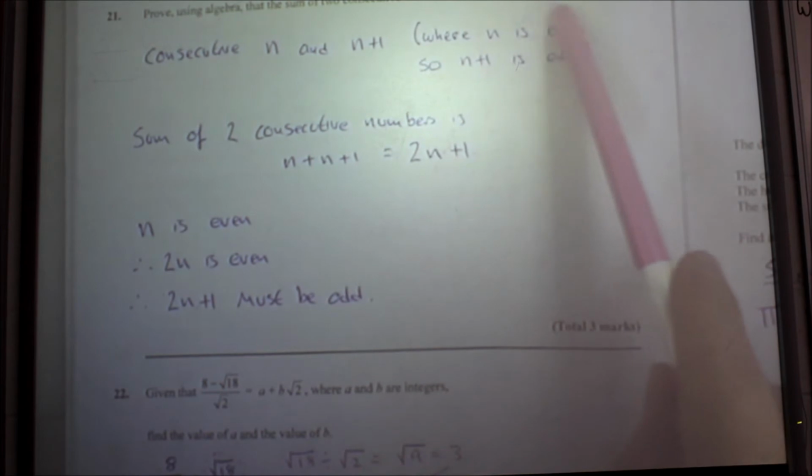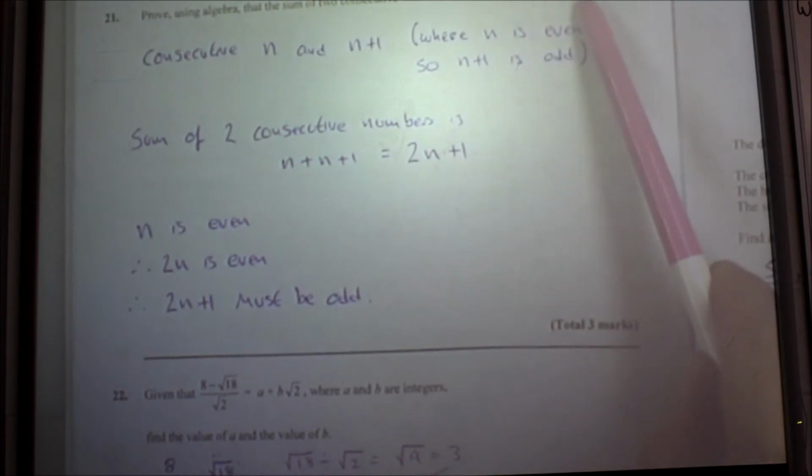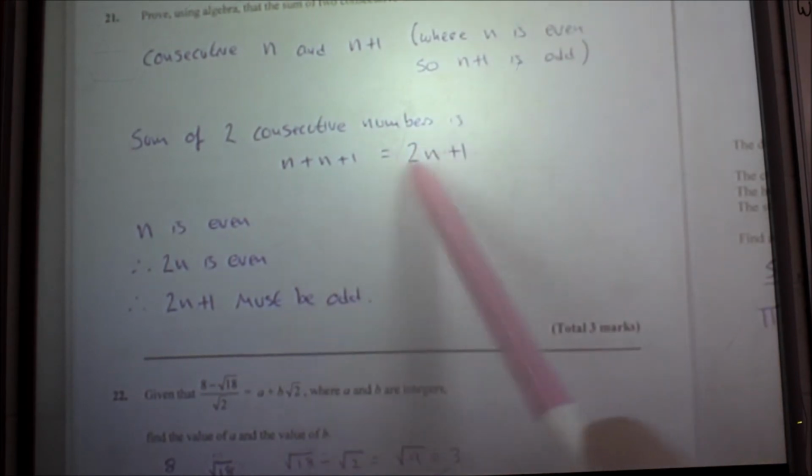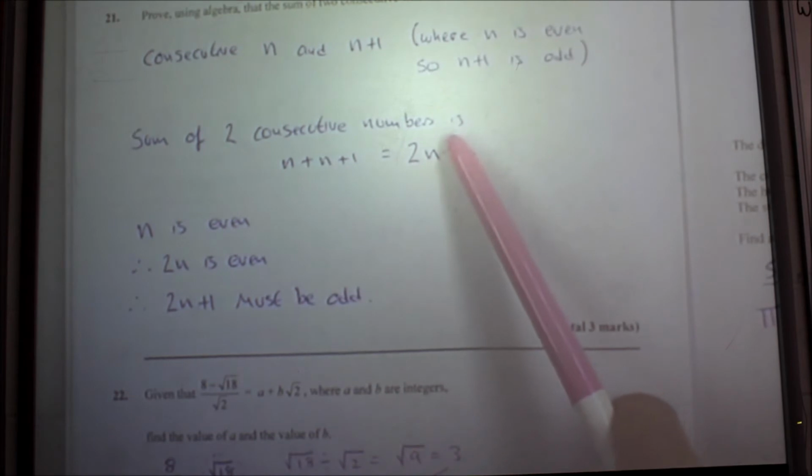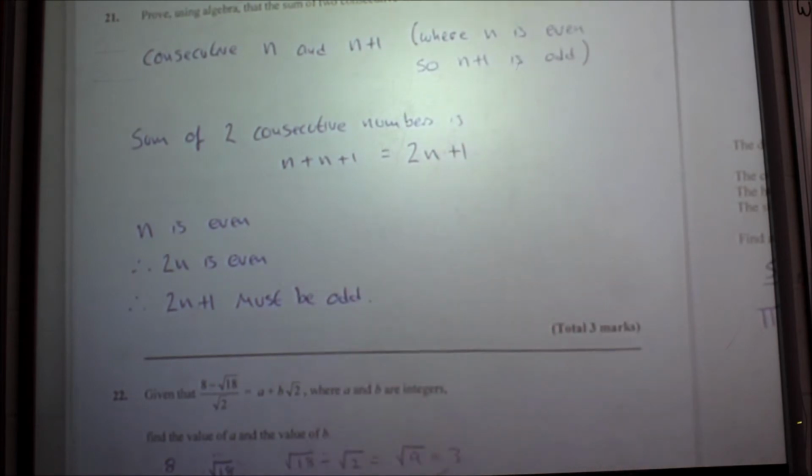I'm going to prove using algebra that the sum of 2 consecutive whole numbers is always an odd number. So 2n plus 1, that's the formula for it. If n is any whole number, 2n must be even, because 2 times anything is always an even number. But then when you add 1 to it, it'll automatically make it an odd number. So 2n is even, but when you add the 1, it becomes odd. And that works with any number.